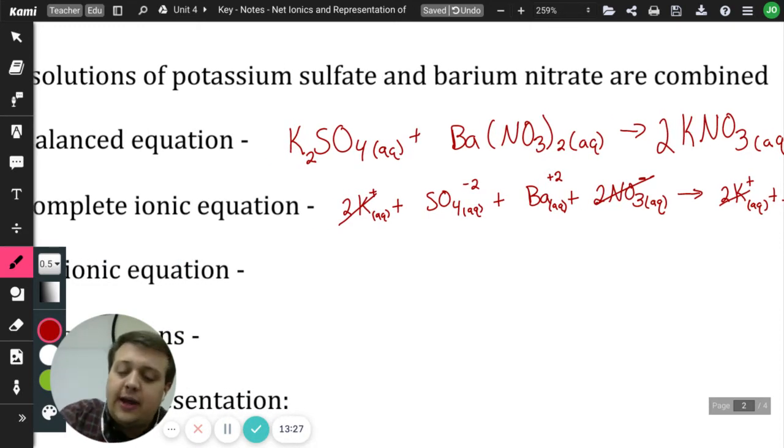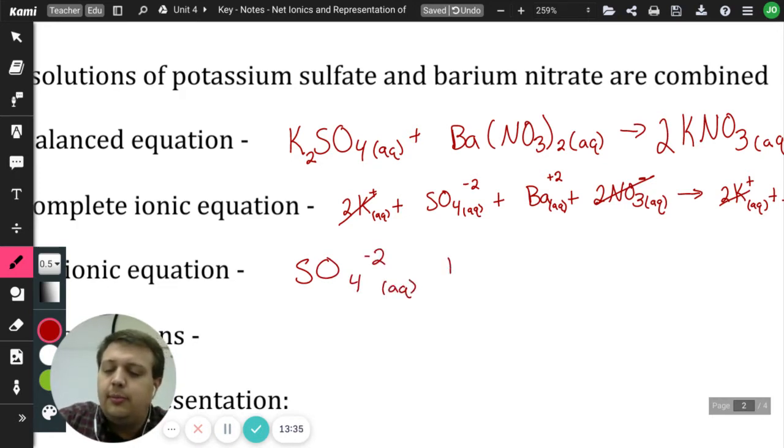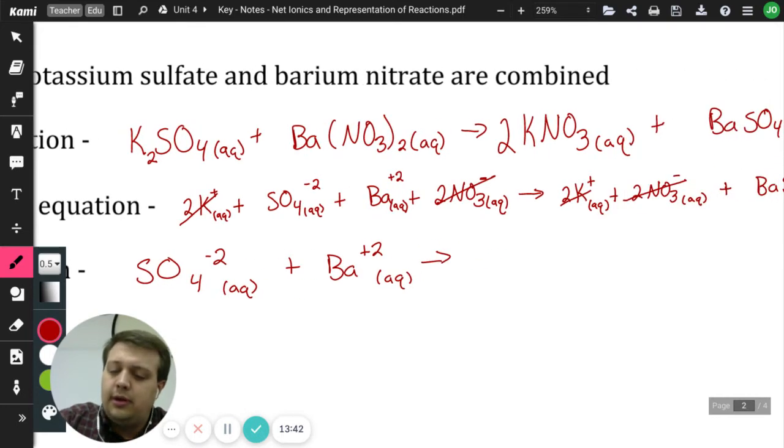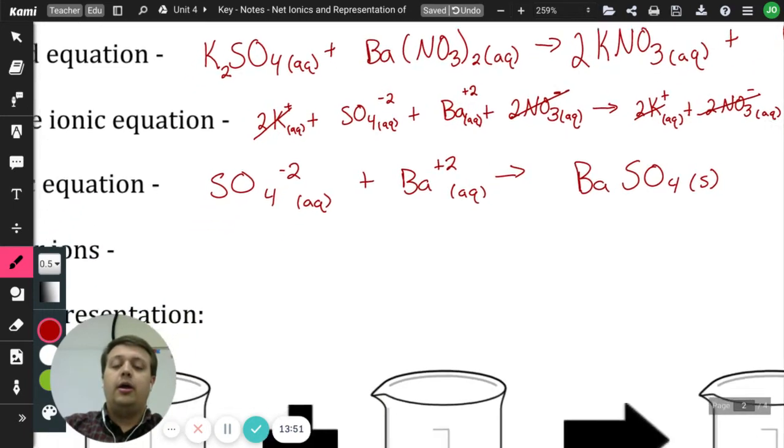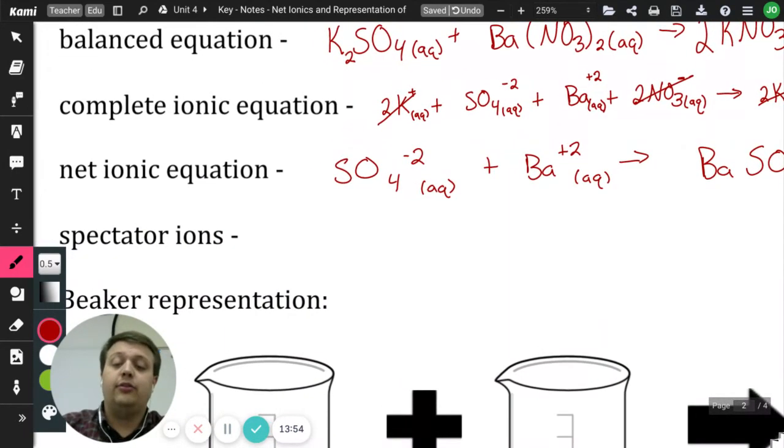Okay, so here I've got SO4 with the -2 charge, which was aqueous, plus Ba plus 2, which was aqueous, and that produced BaSO4, which is a solid. Okay, so that would be my net ionic equation. Now let's list our spectator ions. So our spectator ions were the potassium ions and the nitrate ions. Okay.